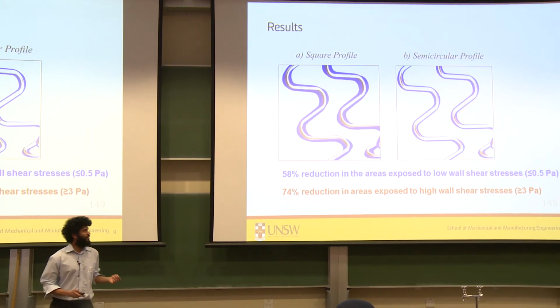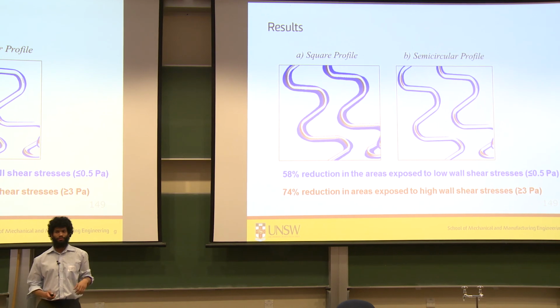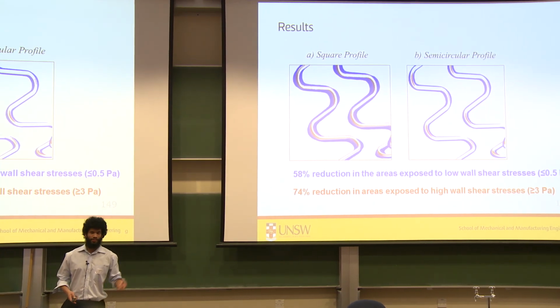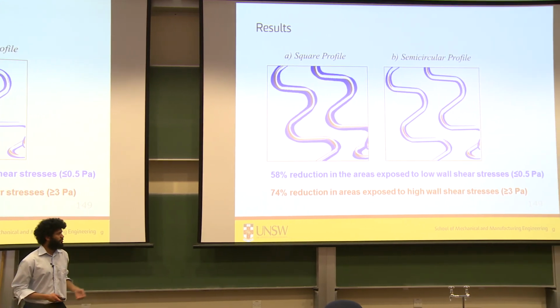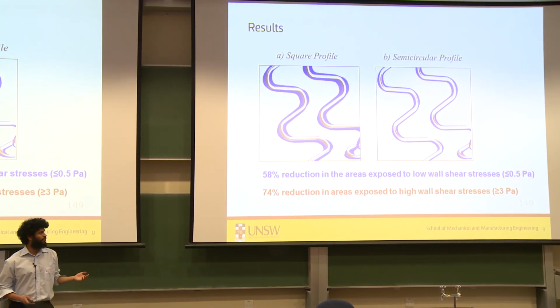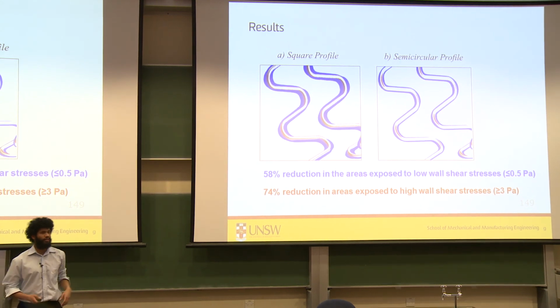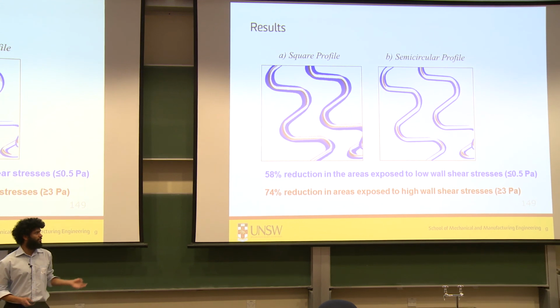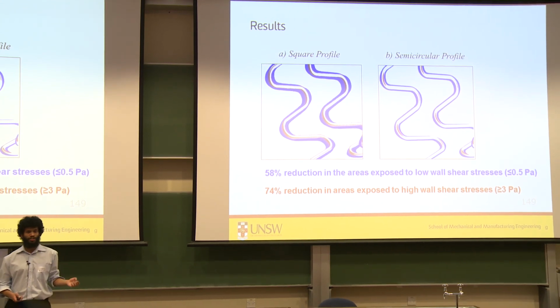So in our final simulations, we performed a couple of studies using more realistic geometries. So in these three-dimensional geometries, we observed a 58% reduction in these blue regions here, which are the regions exposed to low wall shear stress. And we also saw a 74% reduction in the areas exposed to high wall shear stresses.